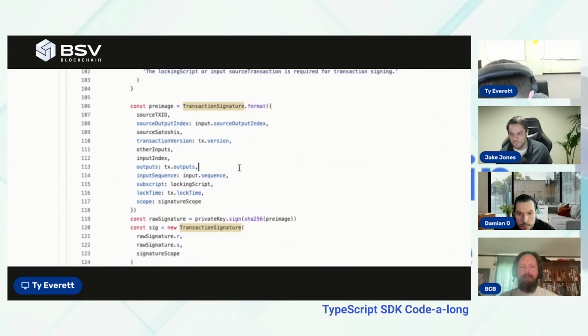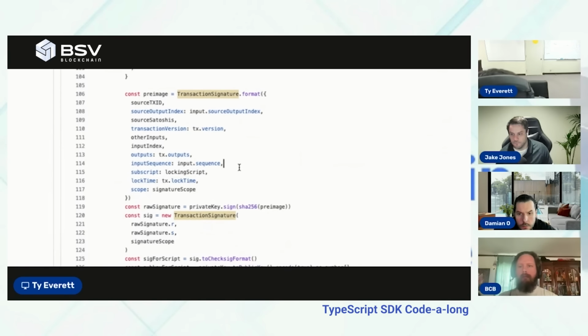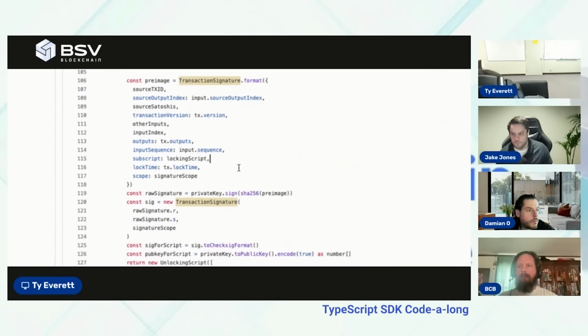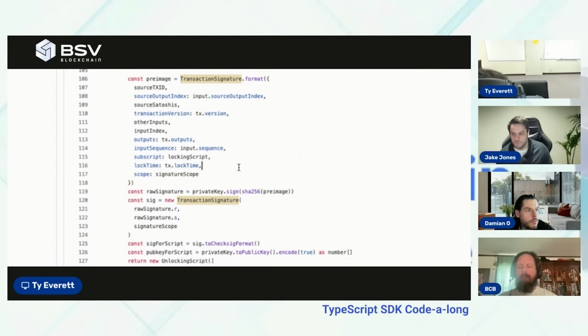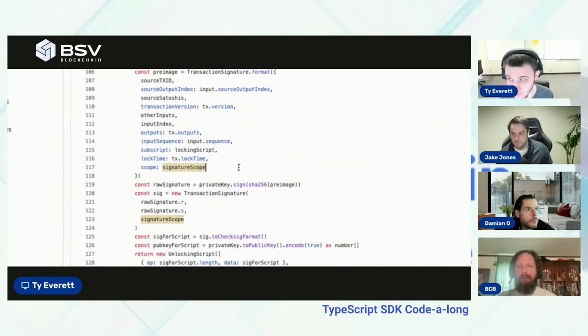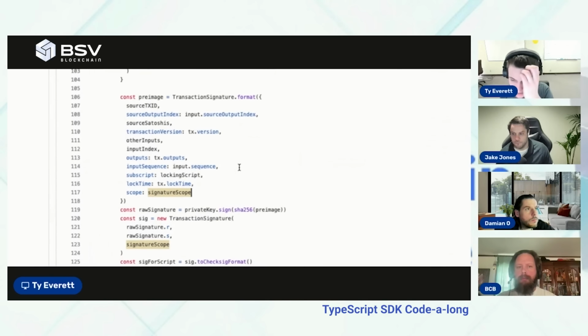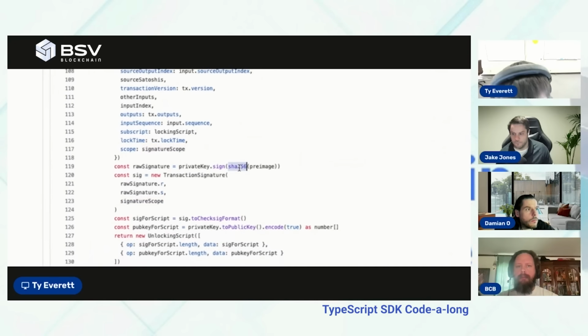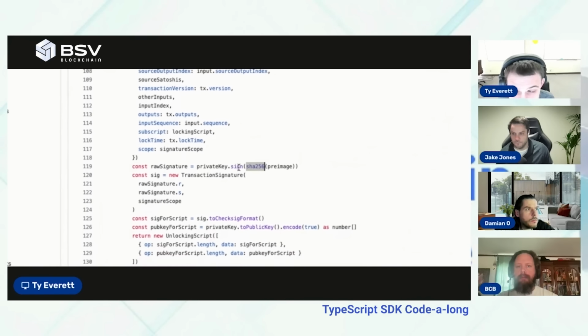We pass in which outputs are here, the sequence number, the subscript, the lock time, and the signature scope on the pre-image, which we're going to then create. We take that pre-image, of course, we hash the pre-image before we sign it, and the signature process computes the other hash. So it's a double hash in total.